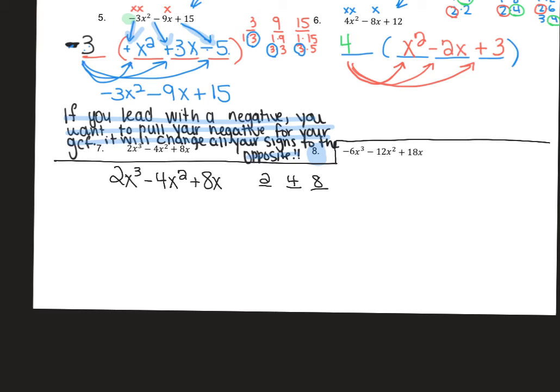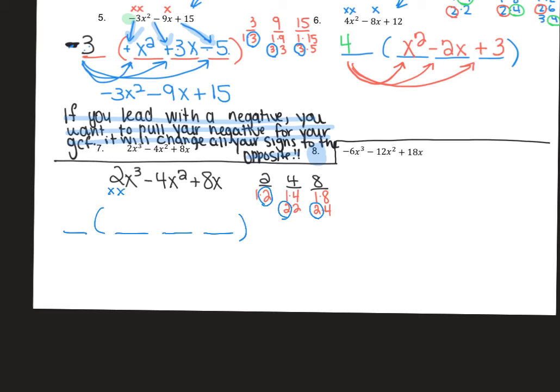All right, so my factors for 2 is 1 times 2. My factors for 4 is 1 times 4 or 2 times 2. My factors for 8 is 1 times 8, 2 times 4. That's it. So looking for common ones, looks like 2 is where it's at.